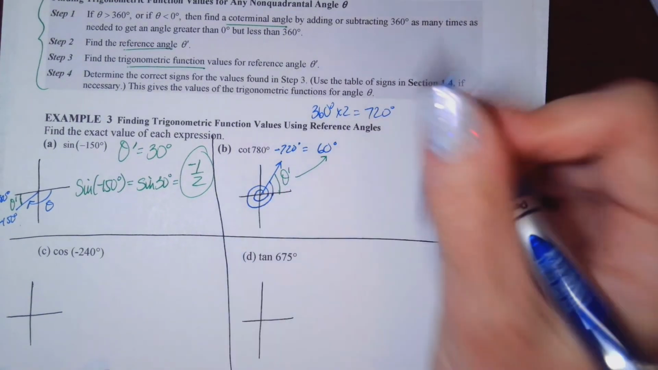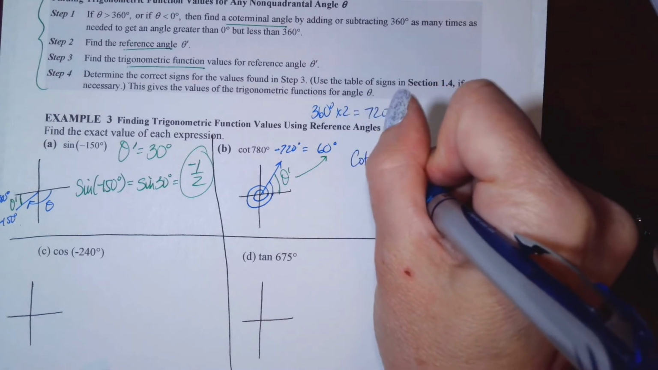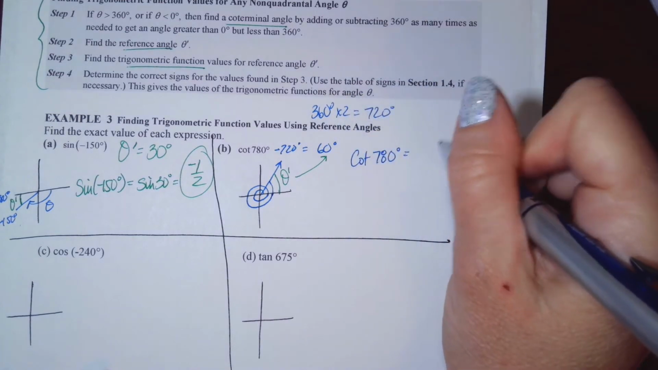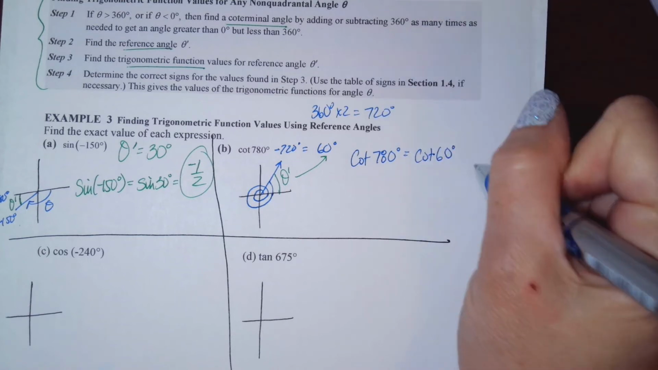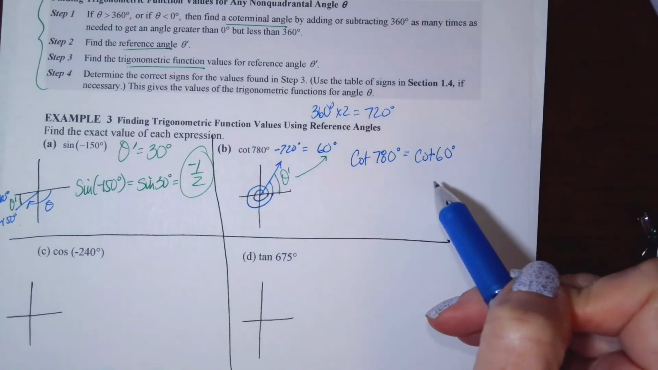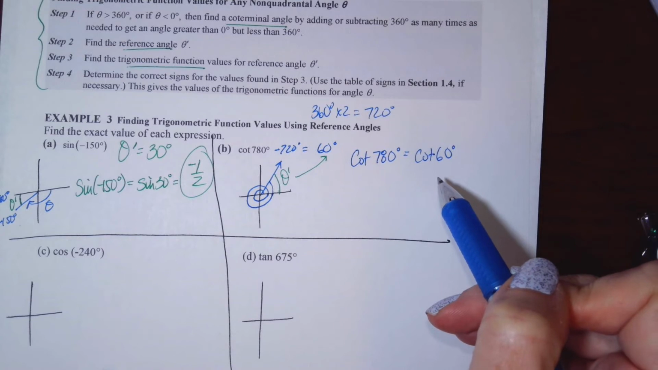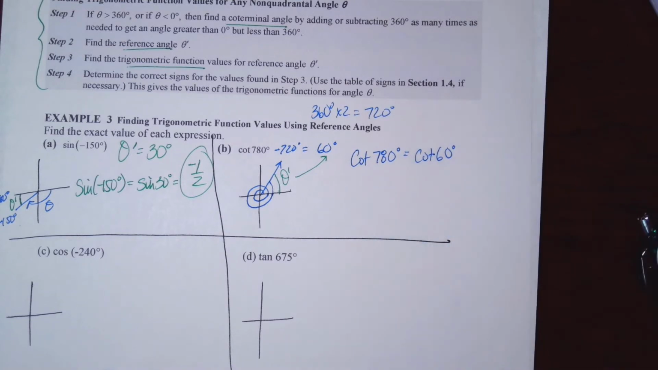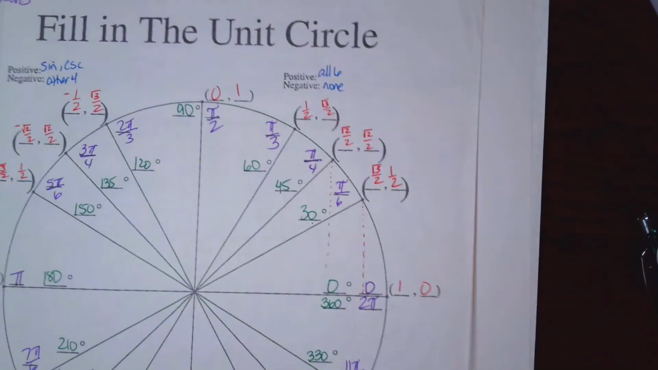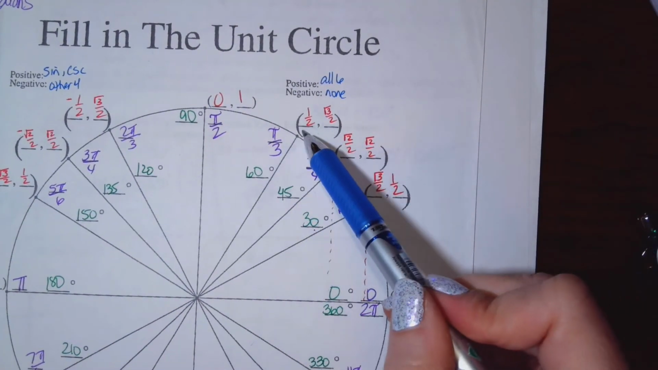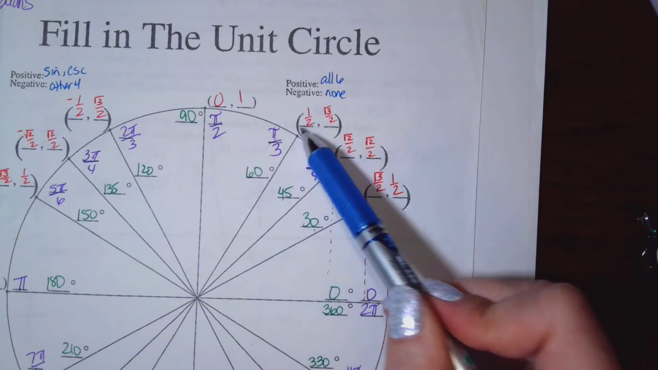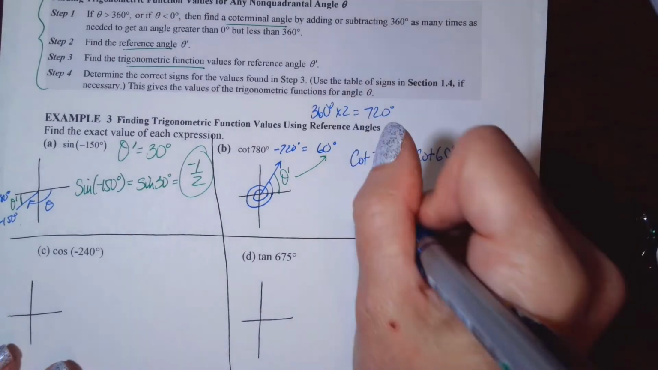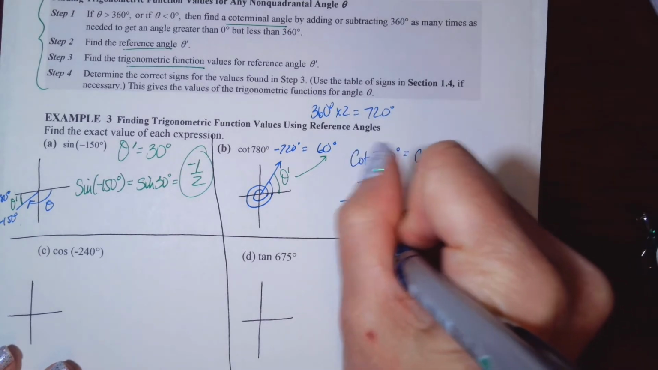So the cotangent value of 780 is also the same as the cotangent value of 60 degrees. And I'm in quadrant 1, so it's going to be positive in quadrant 1. All 6 function values are positive in quadrant 1. So for 60 degrees, cotangent is x over y, yes? Tangent is y over x, cotangent is x over y. At 60 degrees, x over y is 1/2 over square root 3 over 2.